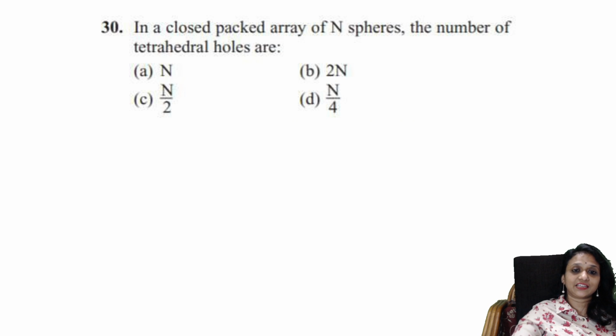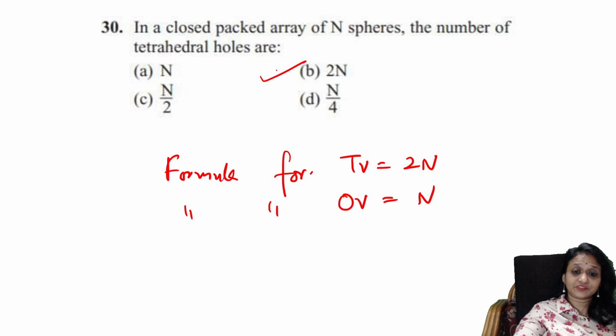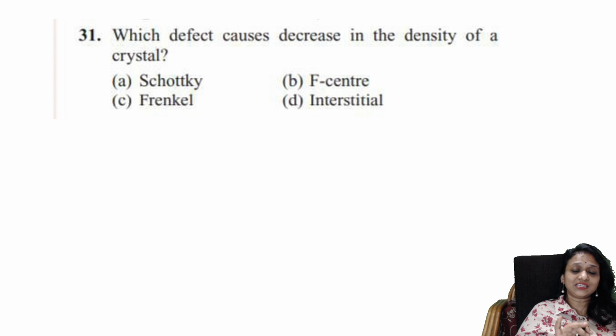Yes. All right. Next. In a close packed array of n spheres, how many tetrahedral holes are there? The formula for tetrahedral voids is 2n. The formula for octahedral voids is n. So for n spheres, how many? Yes, close packed array. Let us see the 31st question. Which defect causes a decrease in density of the crystal? It will be Schottky defect, because the cation goes out from the lattice site. So the density of the crystal decreases in Schottky.